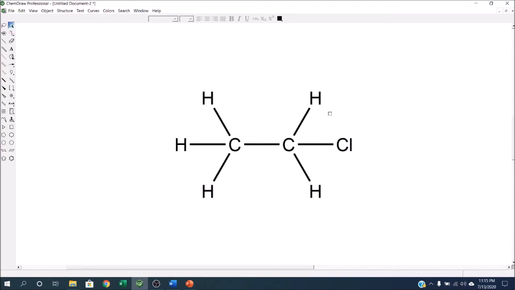And the answer is no, because these 2 hydrogens right here are actually chemically identical to each other. Okay? And they will produce the exact same peak in my proton NMR spectrum. And these 3 hydrogens out here are also chemically identical to each other, and they will produce the same peak in the proton NMR spectra.